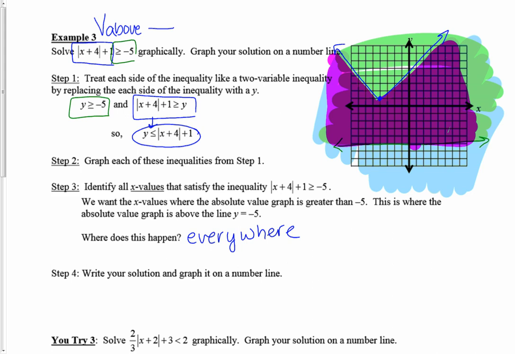Well, absolute value is always positive, so it's always going to be greater than or equal to -5. So if I needed to write my solution, the way I'm going to write that is I'm going to say all real numbers. On a number line, if I'm graphing all real numbers on a number line, it's the whole entire graph filled in. Okay, go ahead and pause the video while you try number 3. And when you're doing that, just be careful of the fraction and plot your points nicely.